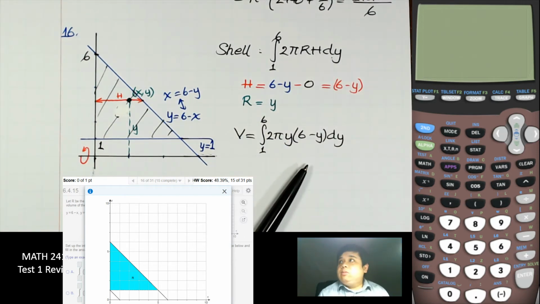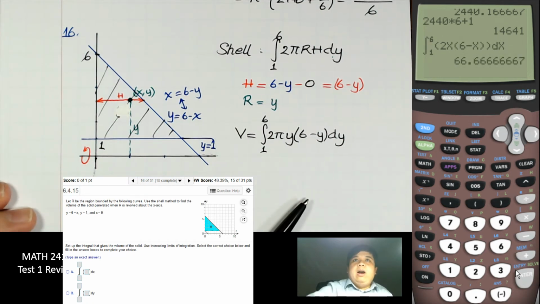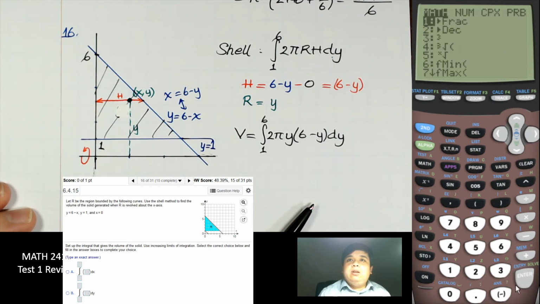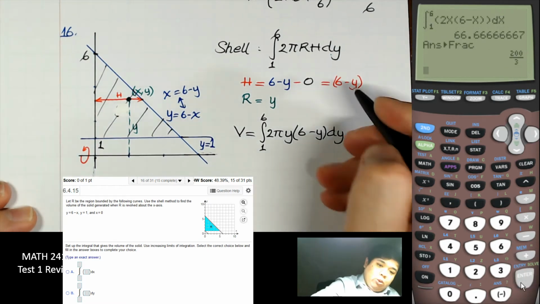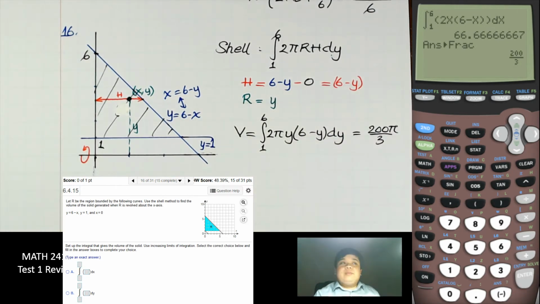Right. Go from 1 to 6. Leave out the pi. And then stick the pi at the back. 200 over 3. Stick a pi to it. Right. So just enter the answer.